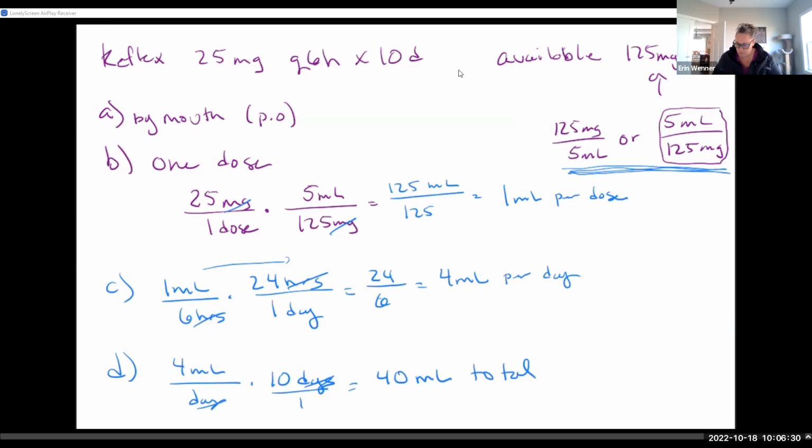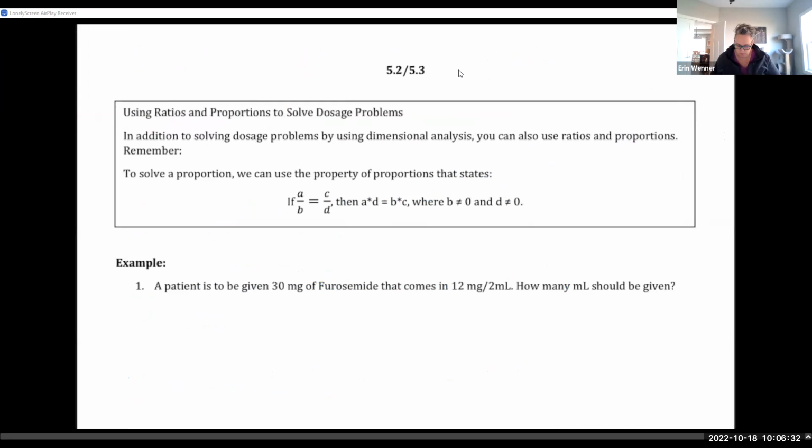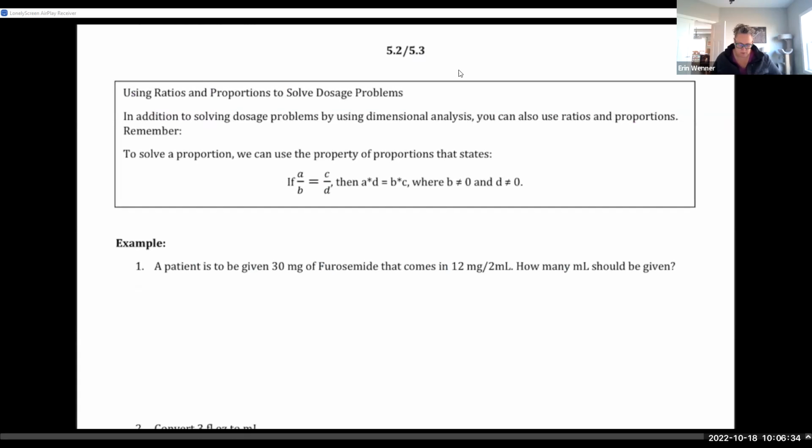Sections 5.2 and 5.3. So 5.2 and 5.3 is all about using ratios and proportions to solve dosage problems. In addition to solving dosage problems by using dimensional analysis, which is where we multiply our fractions together and cancel our units, you can also use ratios and proportions.